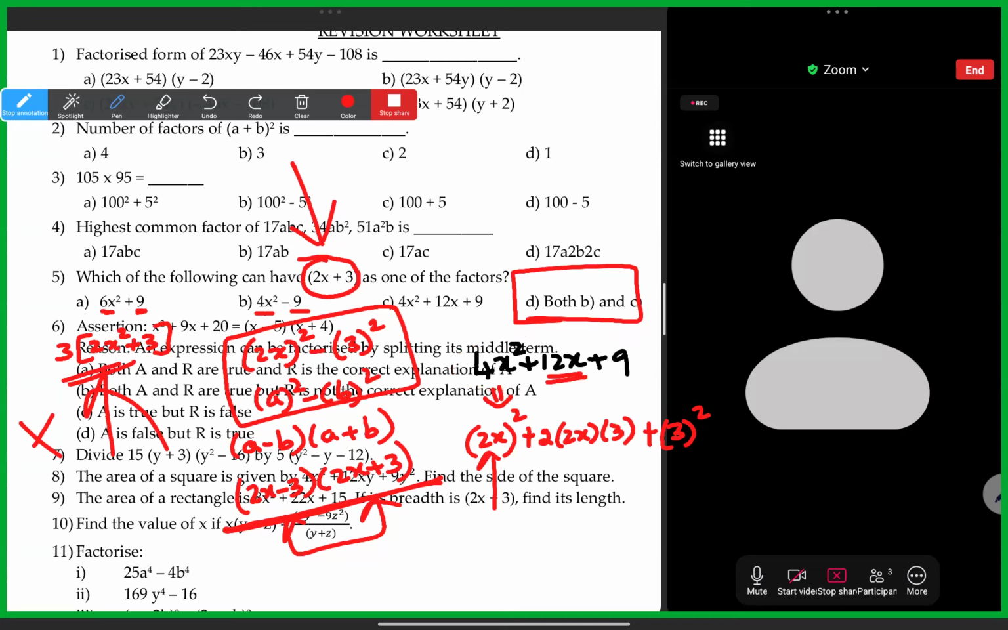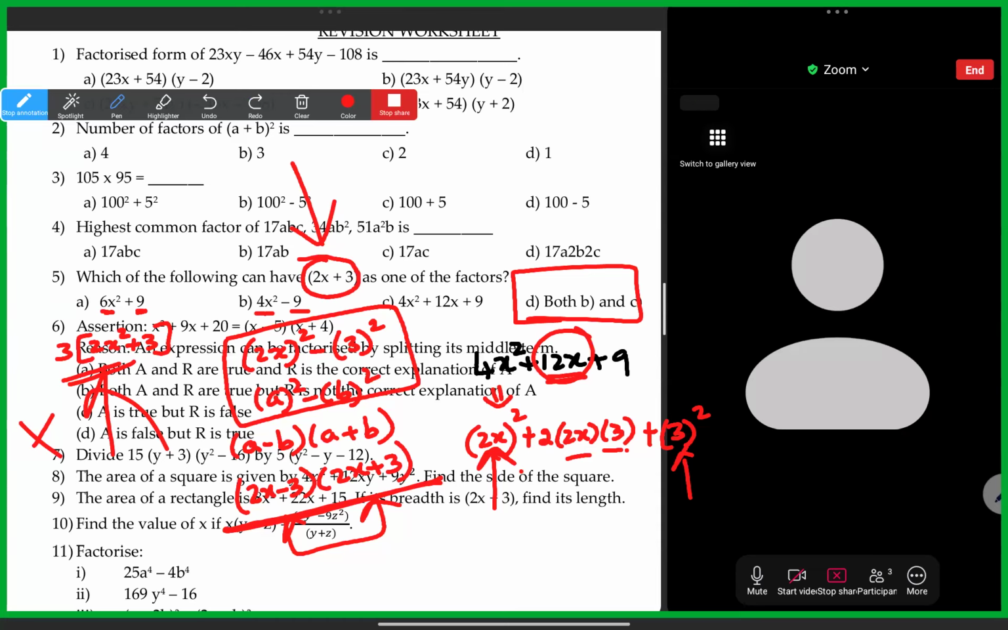Okay. If you observe, yes, what I did first is only 4x square, I wrote 2x whole square, 9 as 3 square. This is a according to us. 2x is a and 3 is b. So now what I will do, I'll write 2ab. 2ab means 2 into 2x into 3. Okay. A is 2x, b is 3. 2 into 2x into 3, we are getting it as 12x. So now it looks like actually a plus b whole square. This thing looks like a plus b whole square.